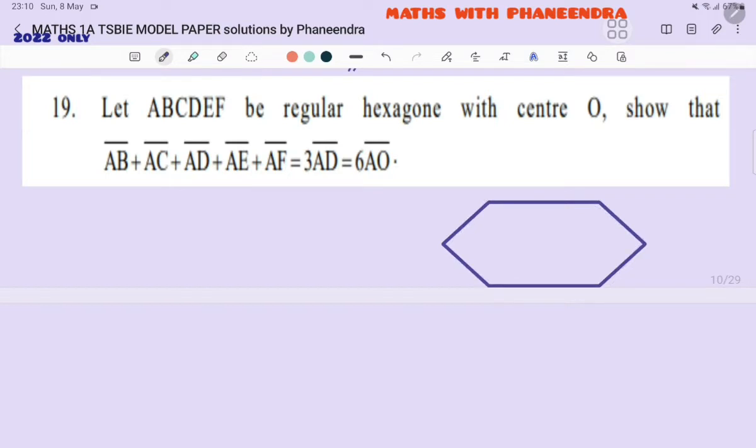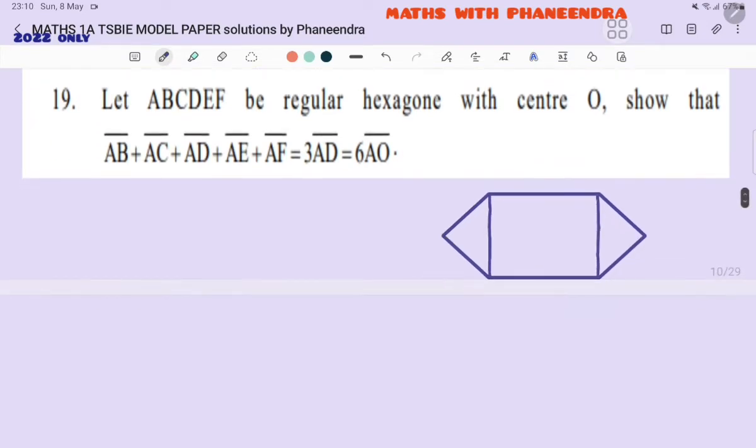This is the regular hexagon. Join these two. Next, join these two also. So this is O, A, this is B, this is C, this is D, this is E, this is F.